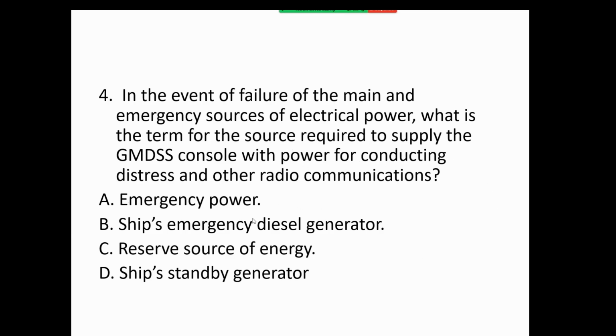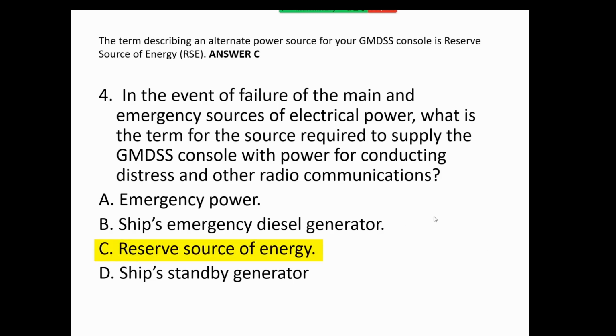Is that A, emergency power, B, ship's emergency diesel generator? I think it's almost the same options. C, reserve source of energy, or D, ship's standby generator? Yeah, and of those, it looks like a reserve source of energy would be the best answer. So they do like that word. Let me end the poll, share the results.